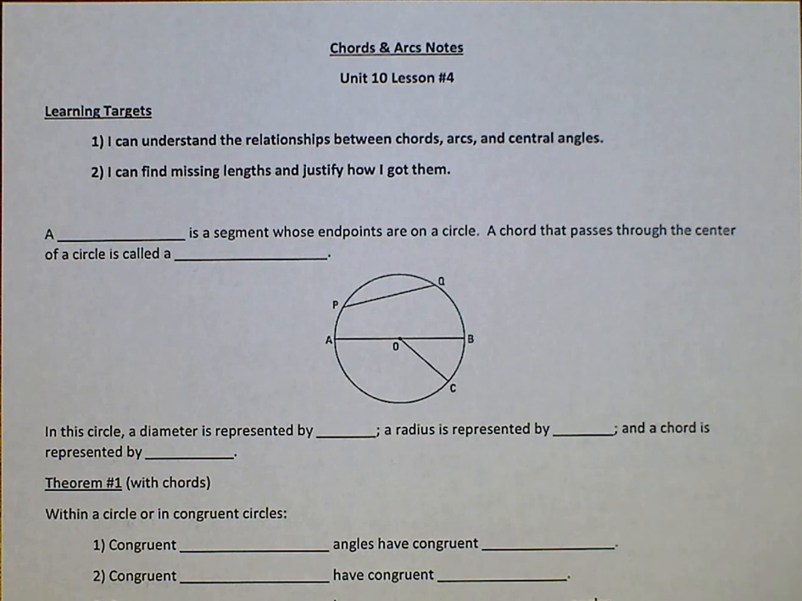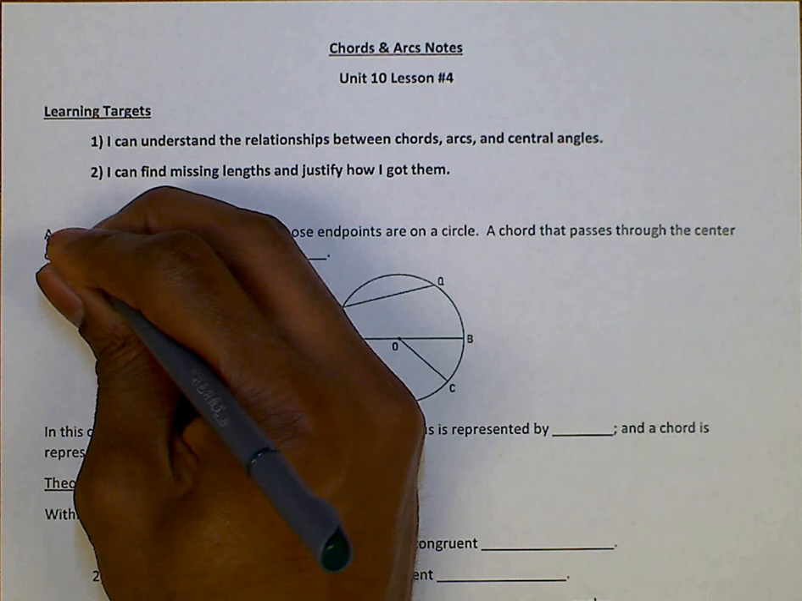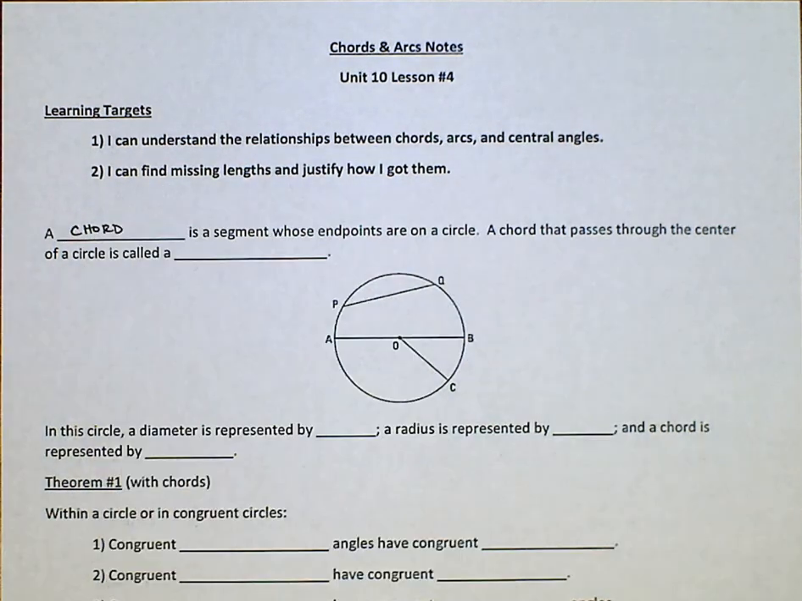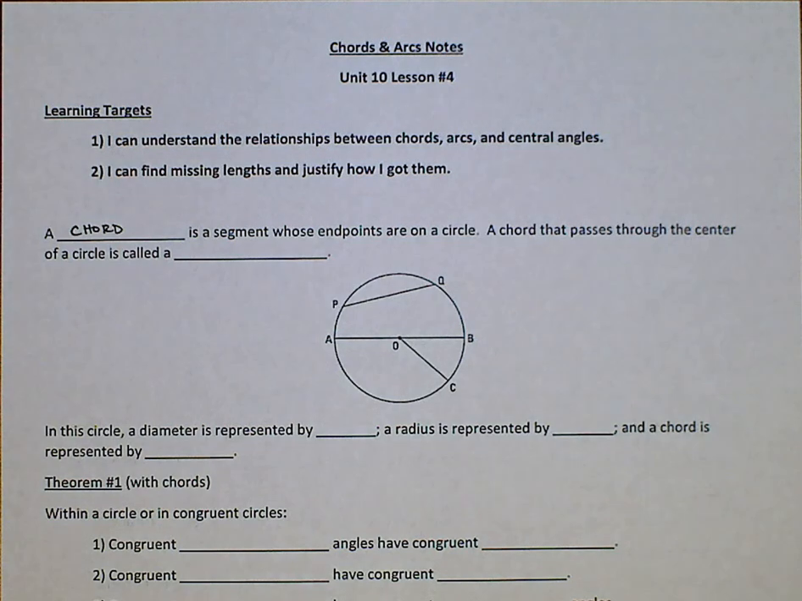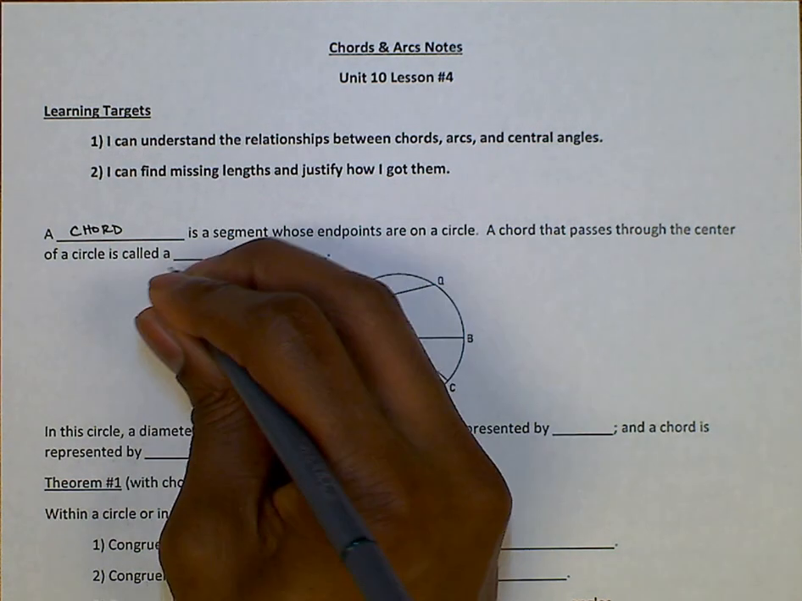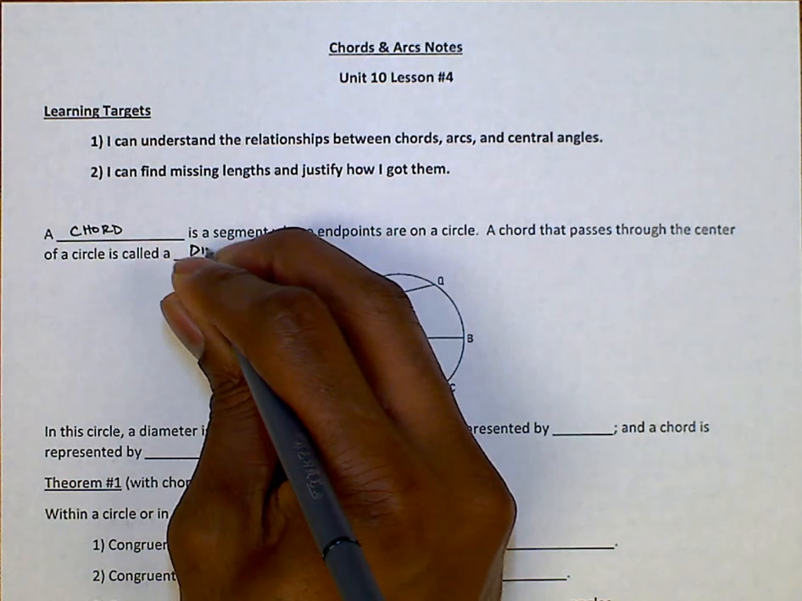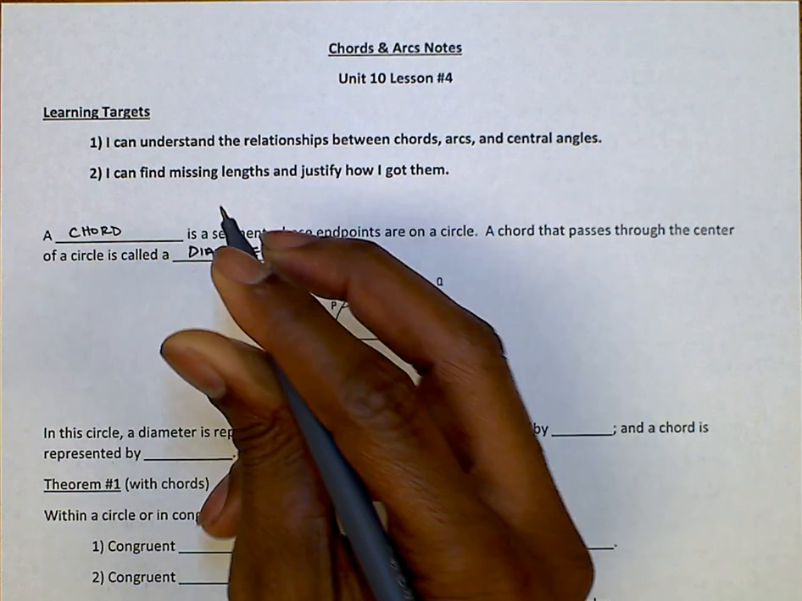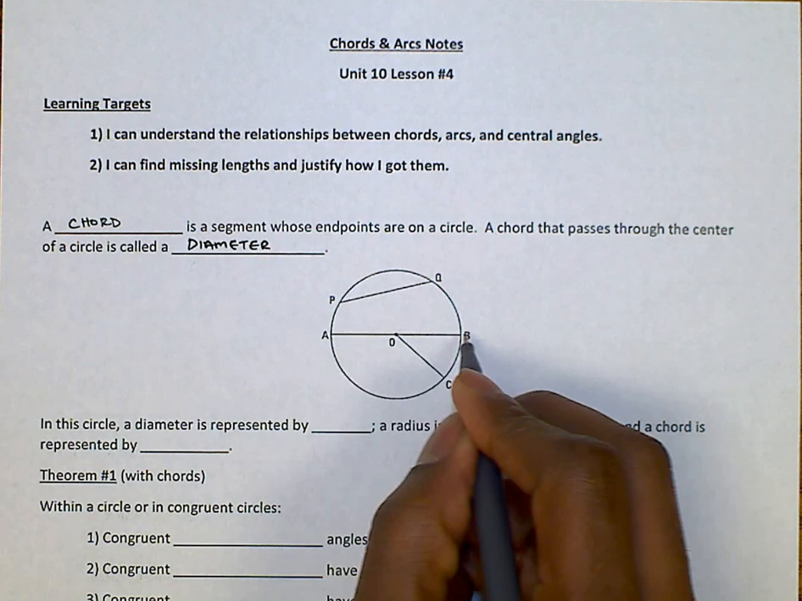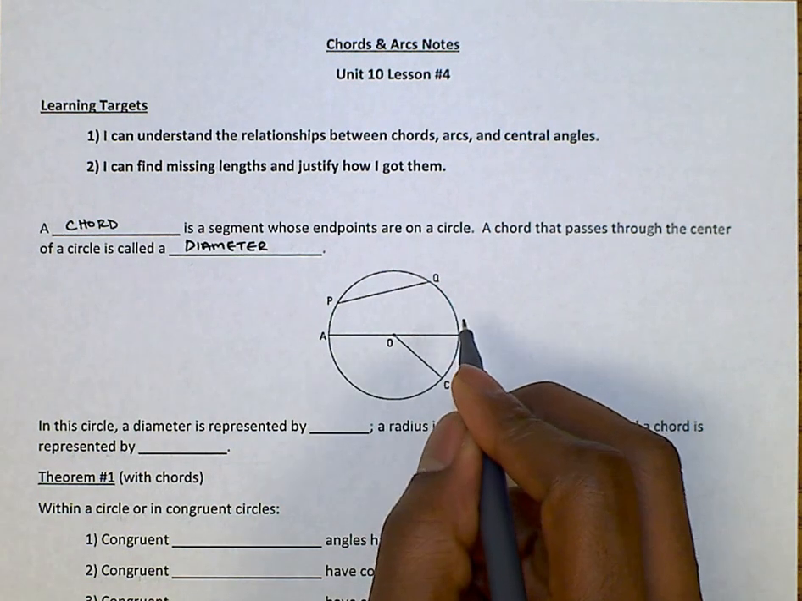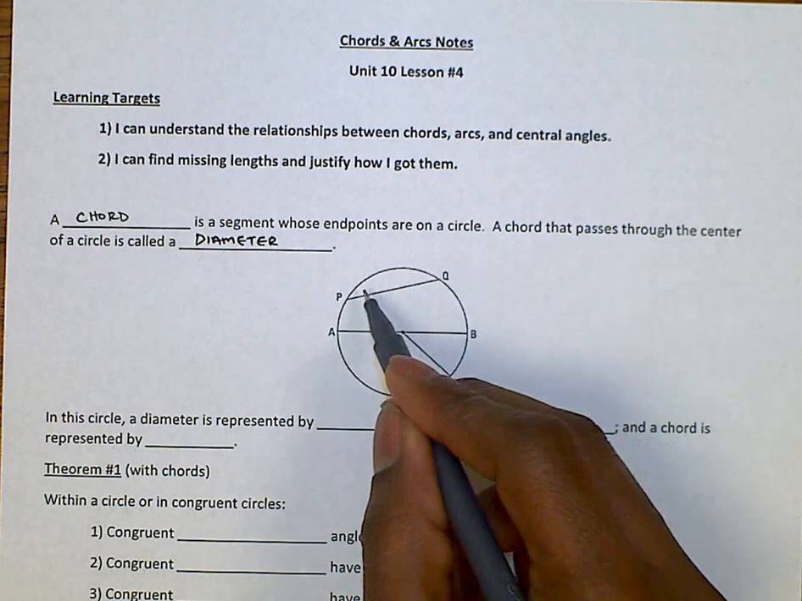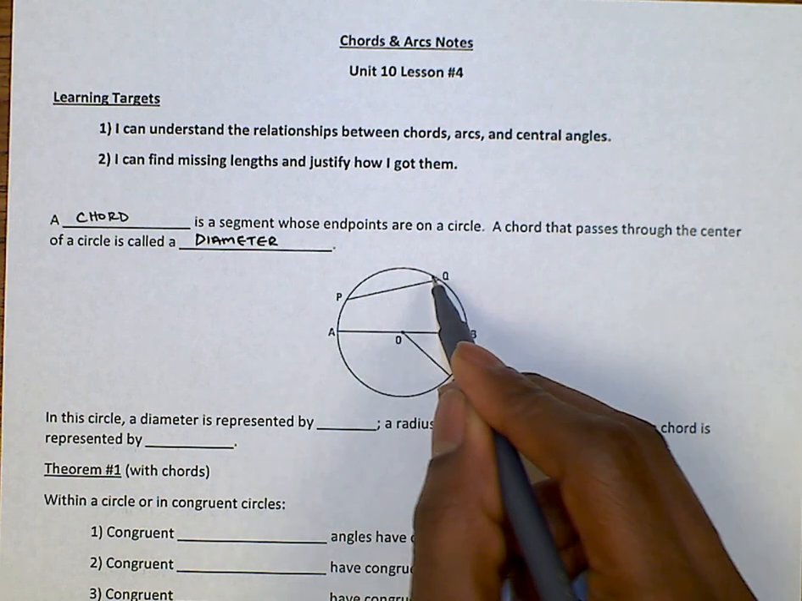A chord is a segment whose endpoints are on the circle. And a chord that passes through the center of a circle is called a diameter. So we're very familiar with diameters. Notice that it is a line or segment whose endpoints are on the circle. So AB is the diameter here. Another chord here is PQ, endpoints on the circle.